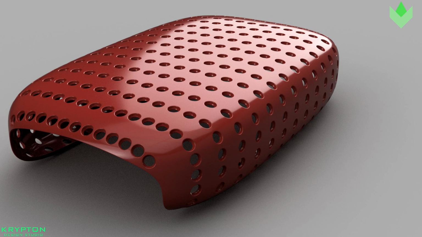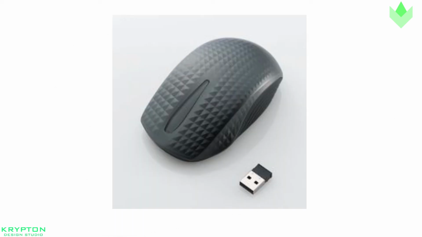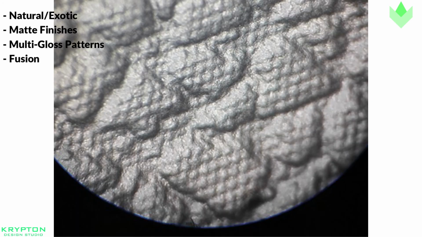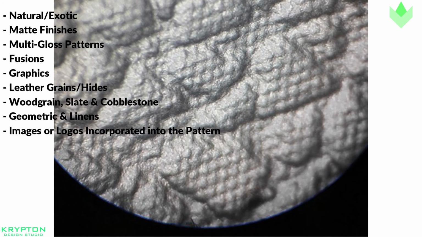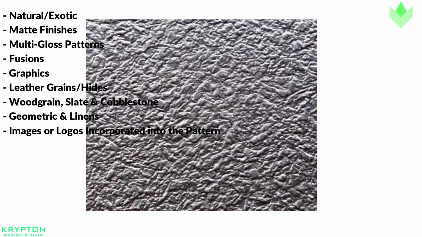Textures can be a functional component of design as well. Imperfect parts can be hidden by the right texture. Textures can be used to hide fingerprints and improve the grip for the end user. Textures can also be used to reduce part wear from friction. A wide variety of textures are available for injection molded parts such as natural or exotic textures, matte finish textures, multi-gloss patterns, fusions, graphics, leather grains, wood grains, geometric lines, images or logos incorporated into the pattern.